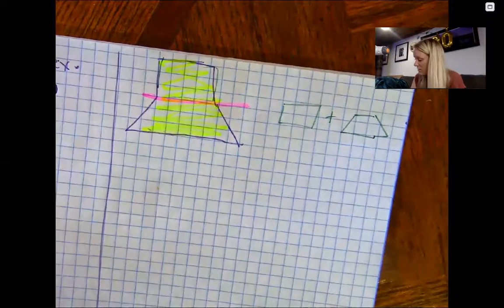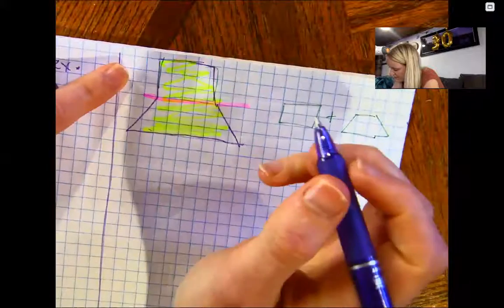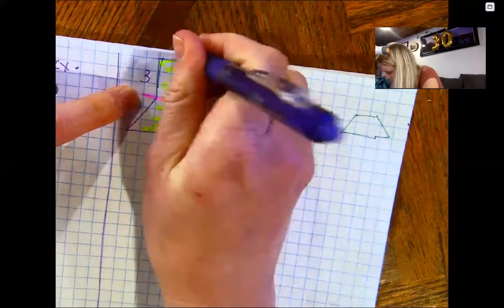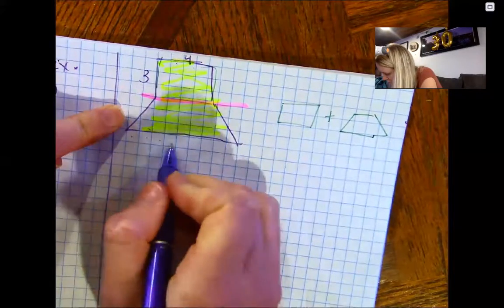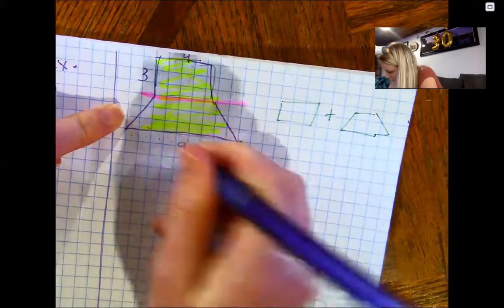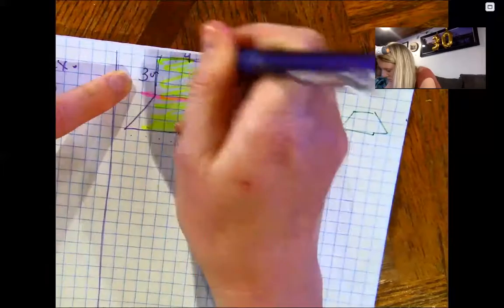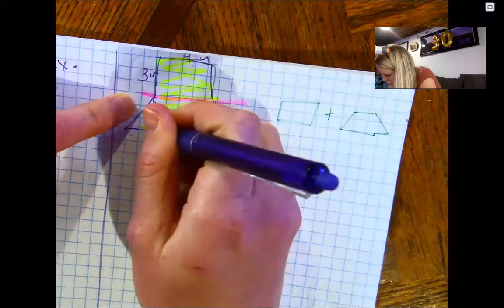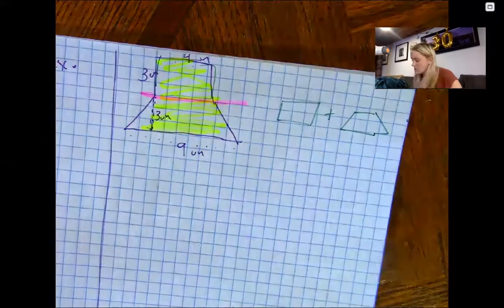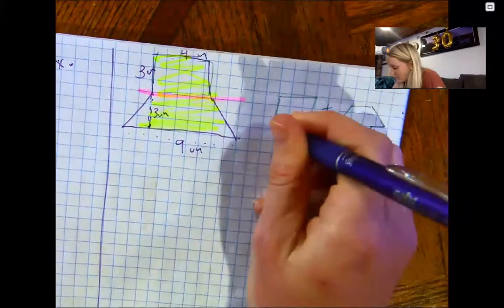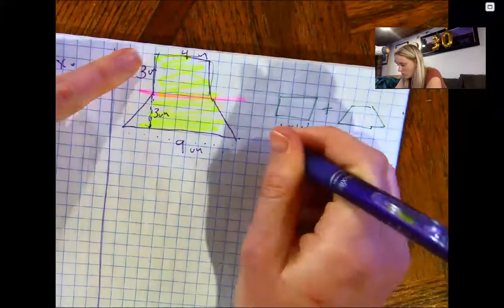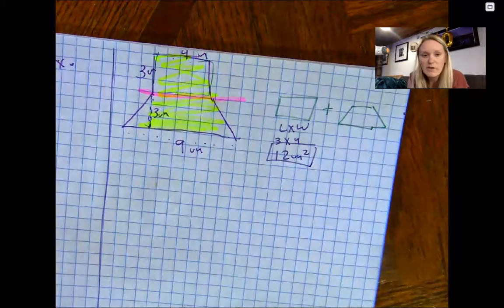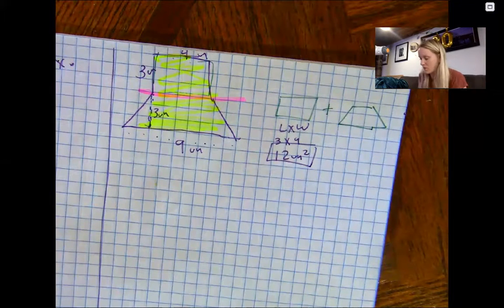All right, let's get to work. So this is 3, and that is 1, 2, 3, 4. Okay, and this is 1, 2, 3, 4, 5, 6, 7, 8, 9. And we always use units if they don't give us units. And then I also need to know this height here to find the area of a trapezoid, which is 1, 2, 3. Okay, so the area of a rectangle is length times width. So 3 times 4 is 12 units squared. So the area of that rectangle we already found out. 3 times 4 is 12 units squared, length times width.